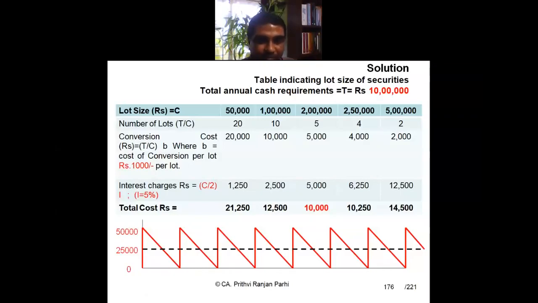Are you getting it now? So on an average, I am keeping an idle cash balance of 25,000. Therefore, I am losing interest on 25,000. And that is what the question has done. Instead of writing the average cash balance, it has taken C by 2. We are supposed to understand that C by 2 is taken for this logic. So the answer is right in the study material. Is it clear to you?